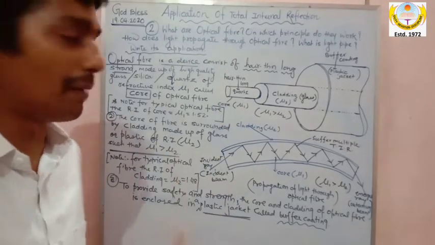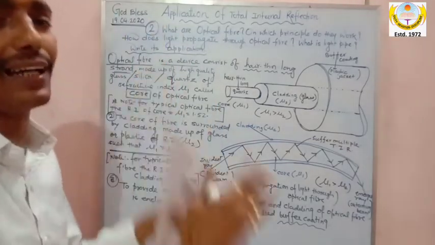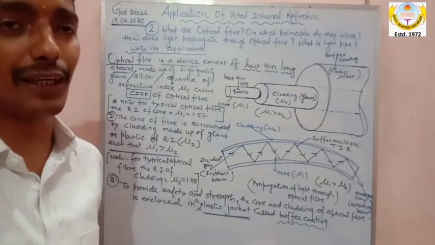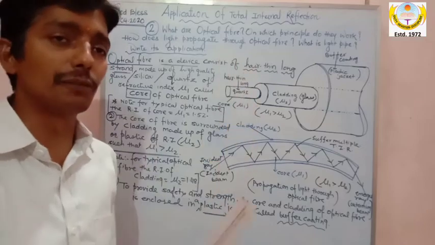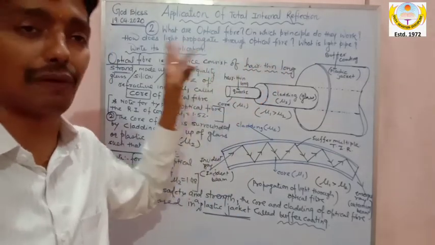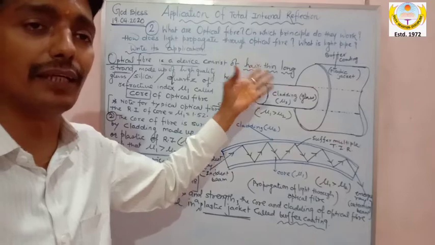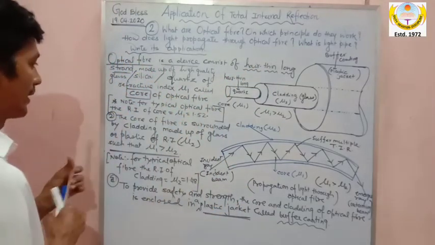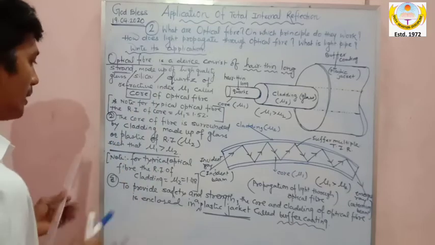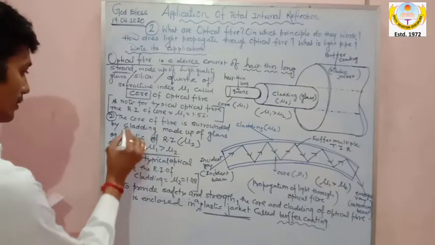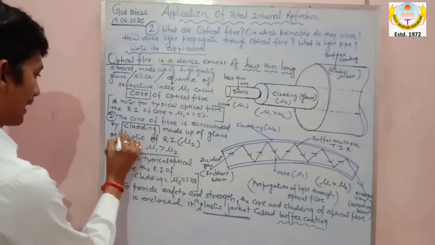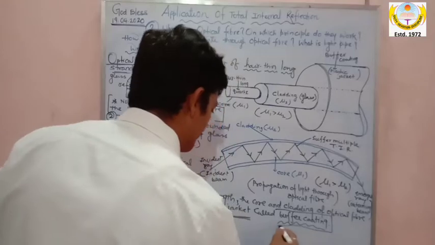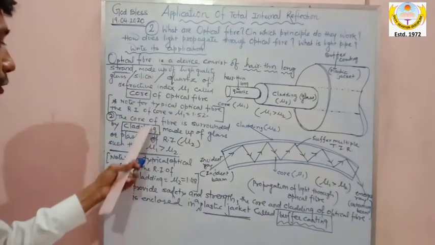I want my students to know this much about fiber. If anybody asks you, you should answer properly: an optical fiber is a device made up of a hair thin long strand. I am talking about the core first. So this part is the core, this part is the cladding. The core of the fiber is surrounded by cladding, and the third part is the buffer coating.